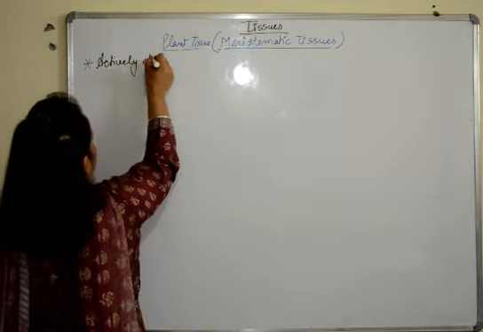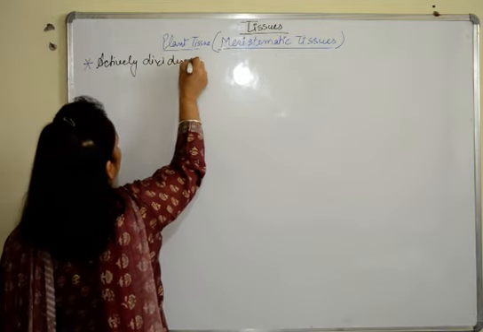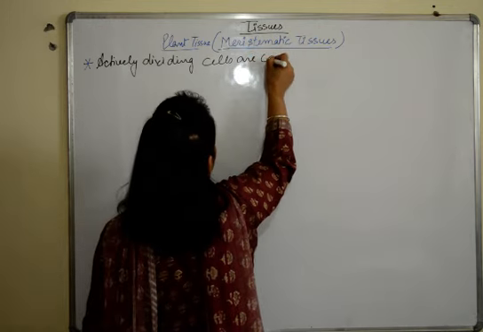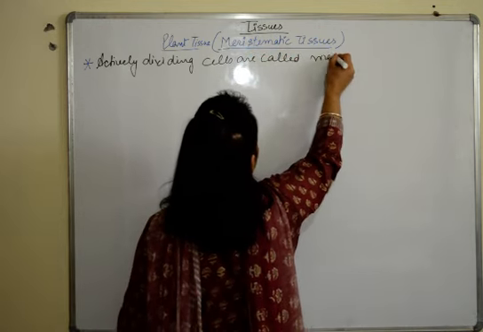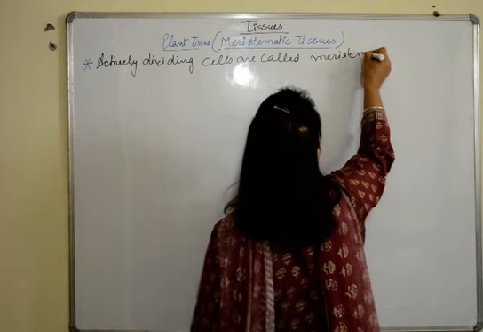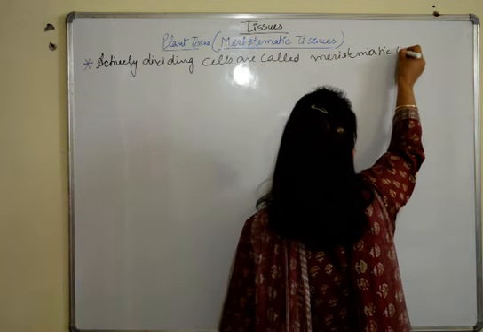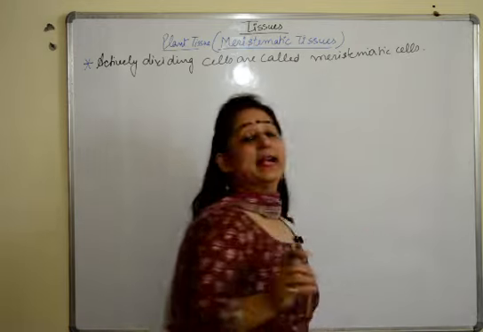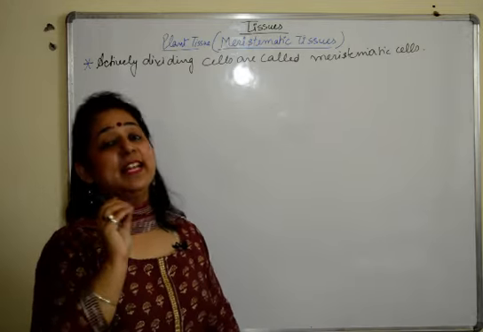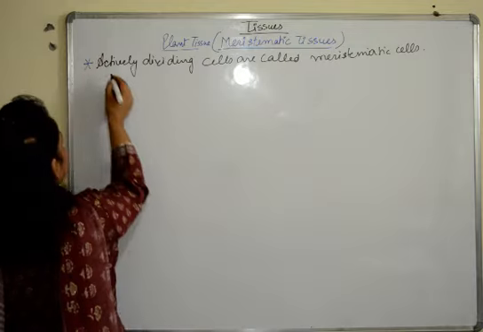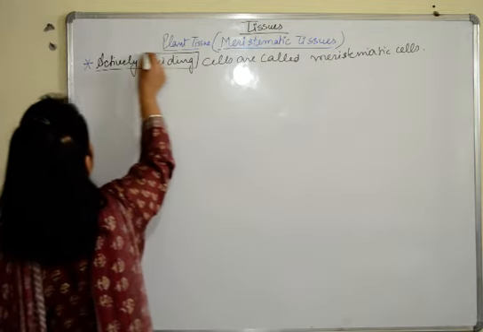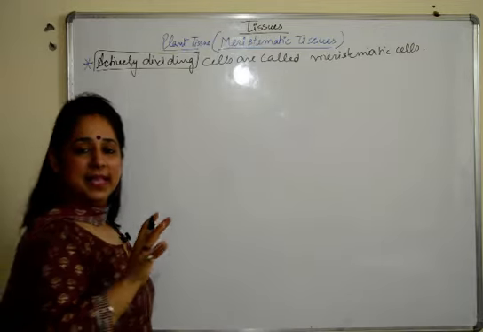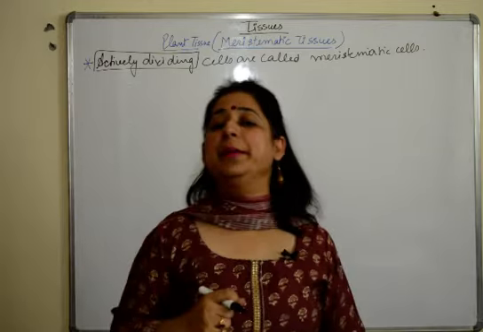Actively dividing cells are called meristematic cells, and these cells form meristematic tissues. A very important property of meristematic cells is that they are actively dividing. They are dividing 24/7. They have a very strong tendency to keep dividing.